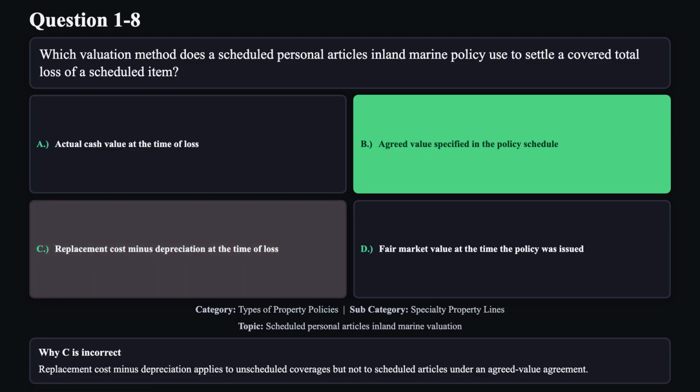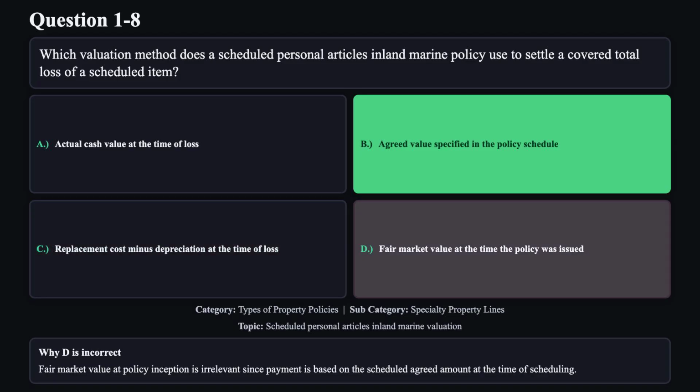Reason C is not correct. Replacement cost minus depreciation applies to unscheduled coverages, but not to scheduled articles under an agreed value agreement. Reason D is not correct. Fair market value at policy inception is irrelevant, since payment is based on the scheduled agreed amount at the time of scheduling.